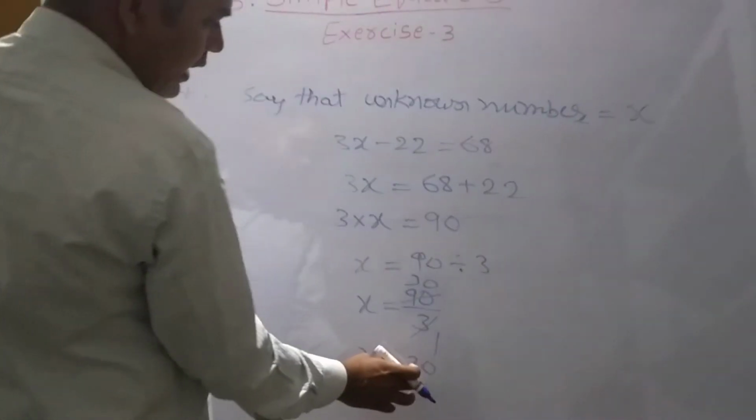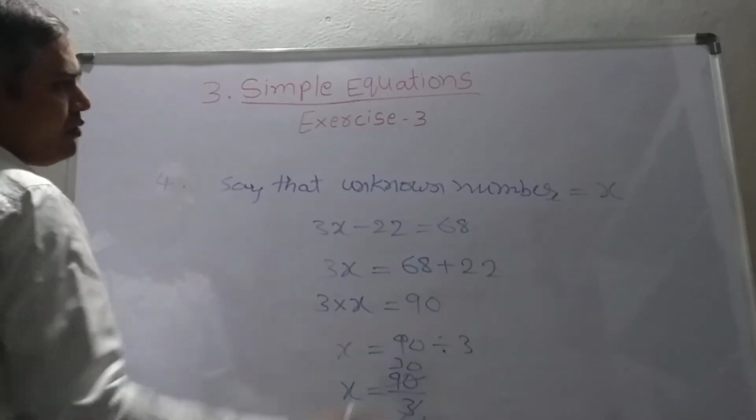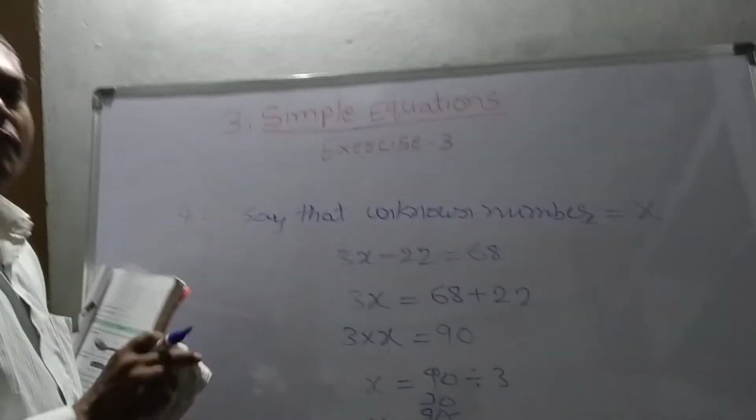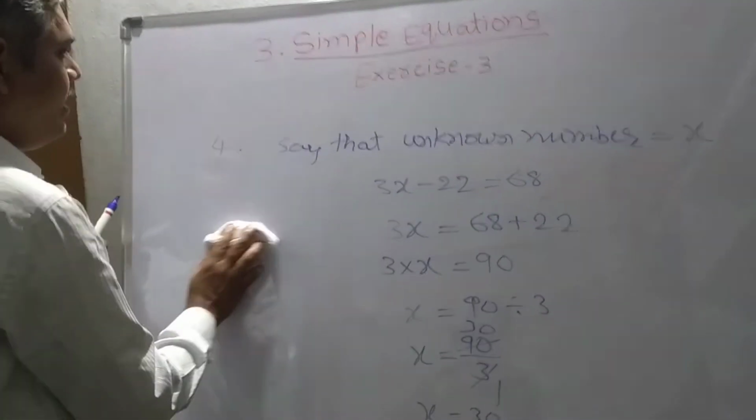If we take 3 times the number, 30 into 3, that is 90, minus 22, that is equal to 68. This is the checking method. This is problem number 4. Now we are going to solve the next problem, that is problem number 5.